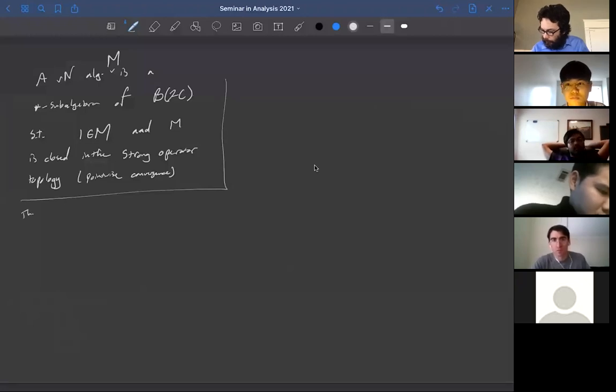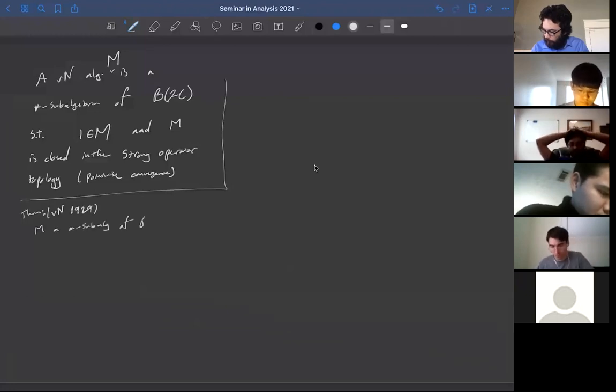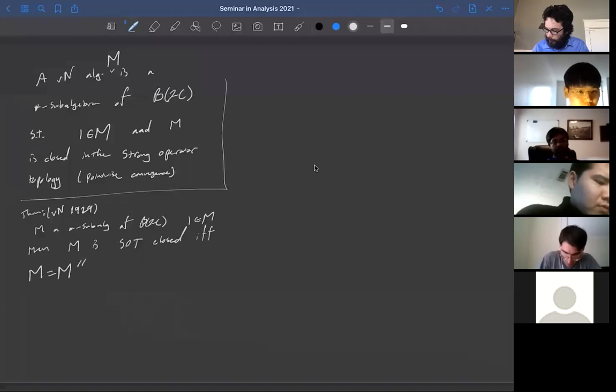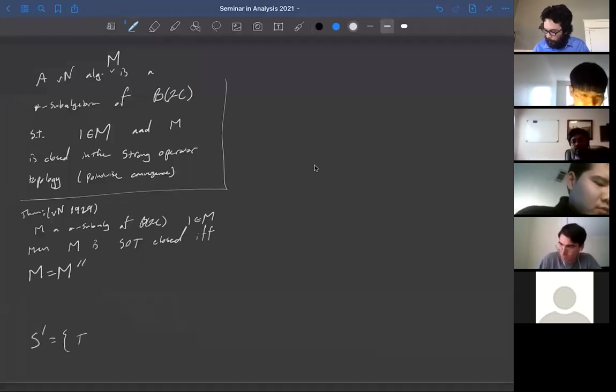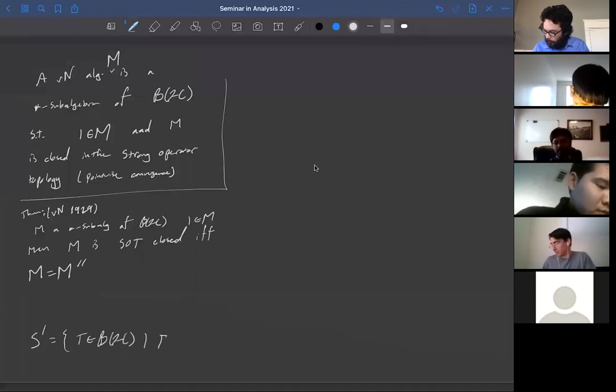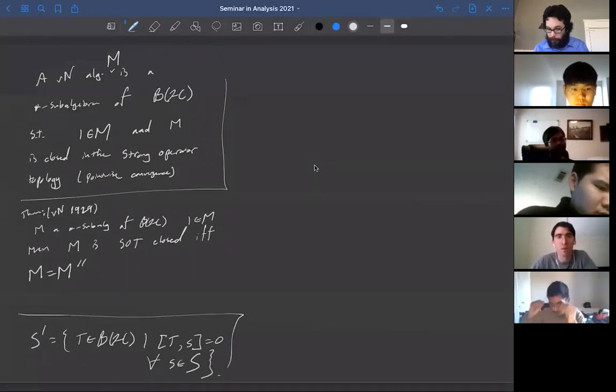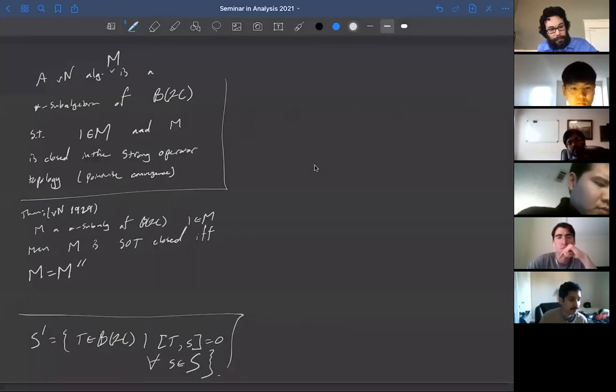And then there's a theorem of von Neumann, a very famous theorem from 1929, I believe. So almost 100 years ago, which says that if M is a star subalgebra of B(H), and the identity is contained in M, then M is SOT closed, or in other words, is a von Neumann algebra, if and only if M is equal to its own bicommutant. This is where, for any set S, the commutant is by definition the set of operators T in B(H) such that T commutes with S for all S in the set. That's the definition of a commutant, and von Neumann showed that you're SOT closed if and only if you're equal to your bicommutant, assuming you're a star algebra containing the identity.